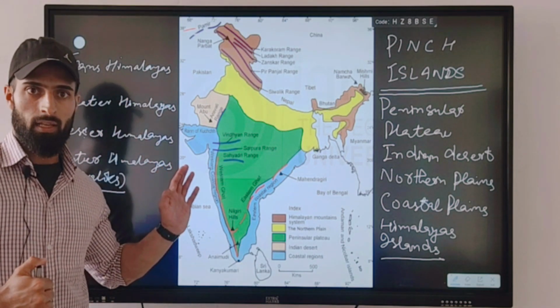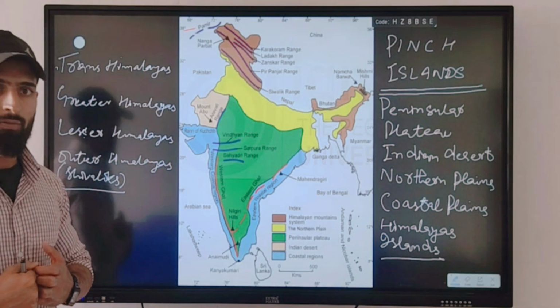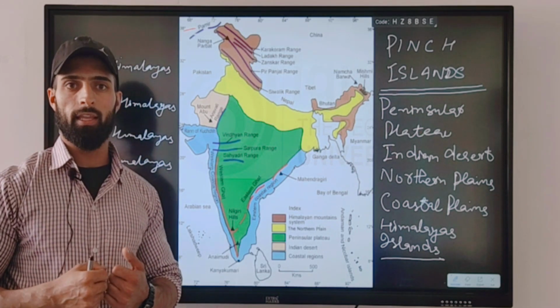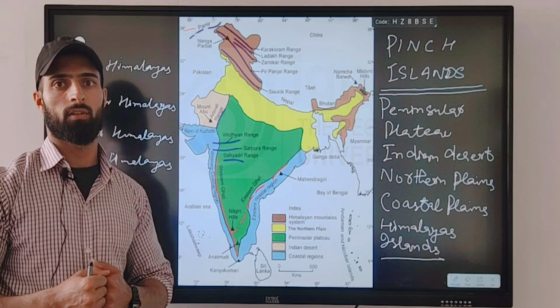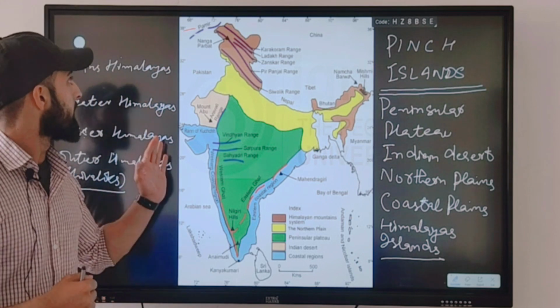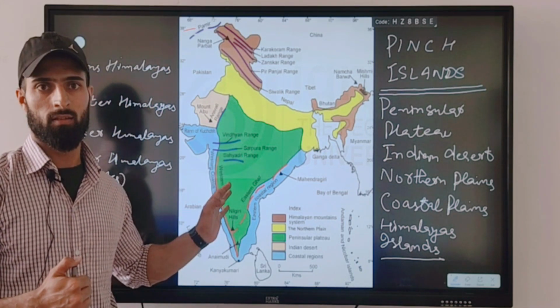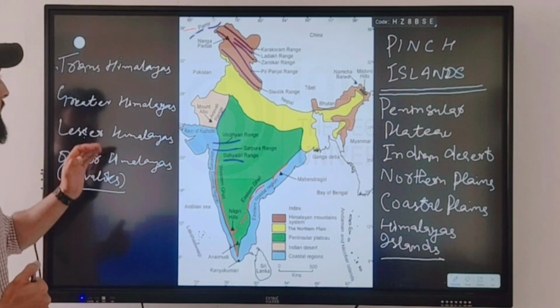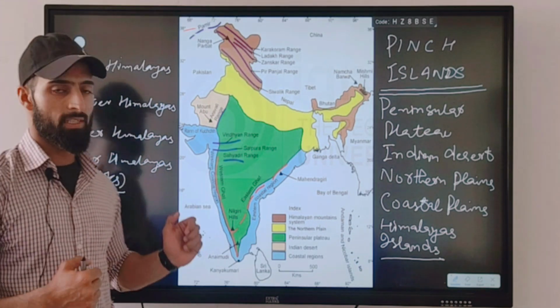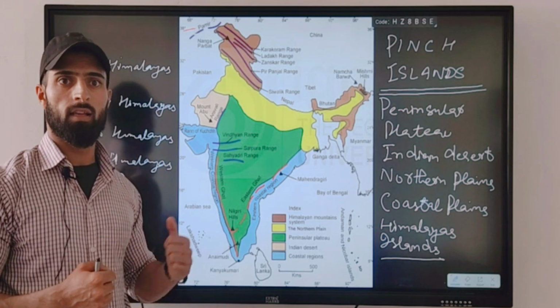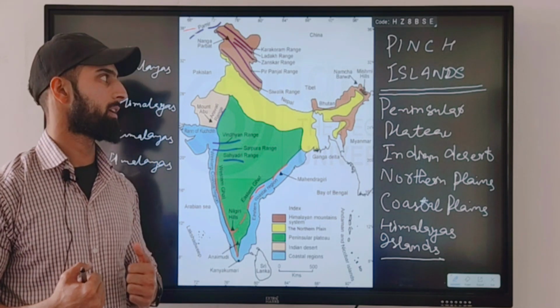Now these Himalayas or northern mountains were formed due to the collision of Indian plate with the Eurasian plate. Now they have also been divided into different regional areas. Regionally they are divided into Punjab Himalayas, Kashmir Himalayas, Assam Himalayas and Himachal Himalayas.